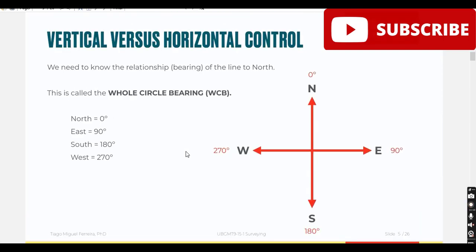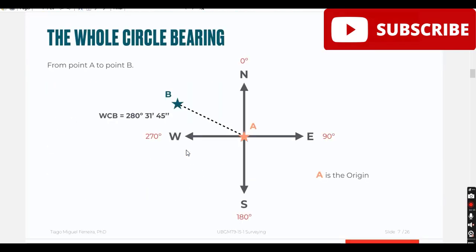Okay, now what is whole circle bearing? Whole circle bearing is from 0 to 360 degrees, and if we look at quadrantal bearing, you can say that quadrantal bearing will not be more than 0 to 90 degrees. First we will learn about whole circle bearing.